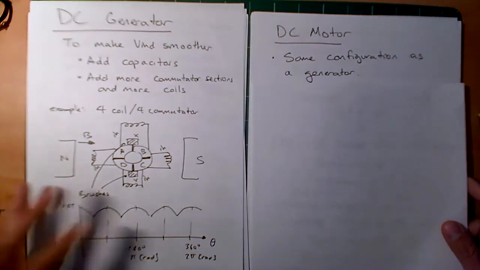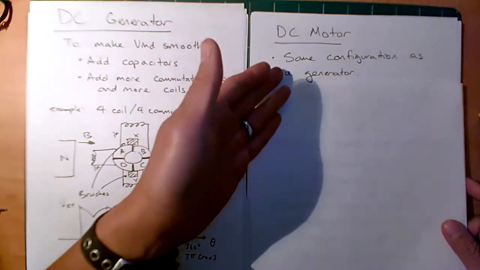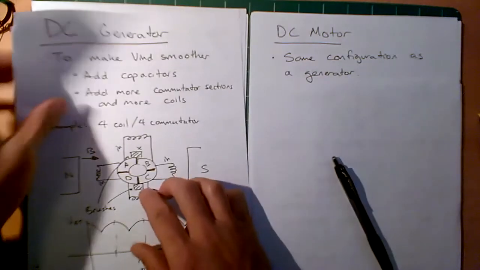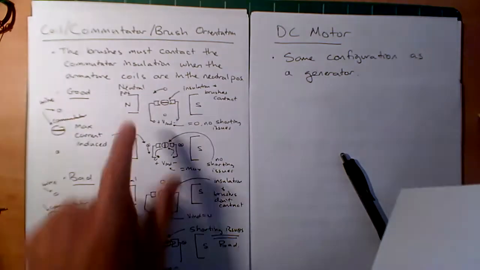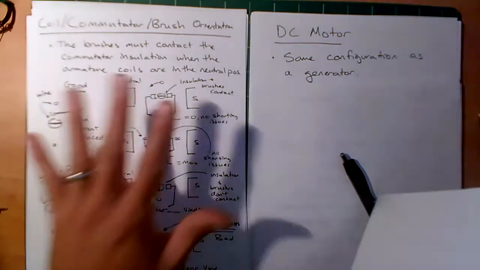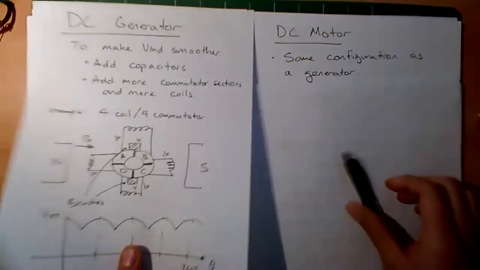And the nice thing, it's the same configuration as a generator. You still want to make sure that you're accounting for this good coil commutator brush orientation. If you don't do that, the motor won't work. Okay, let's keep going.